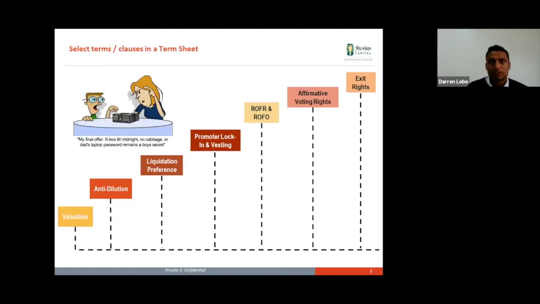What we'll do through the presentation is go through a few key clauses in the term sheet. There are a bunch of clauses, of course, that are outside of these, but these are key ones that most entrepreneurs should understand and really know what they're getting into. Right, so these start from valuation, anti-dilution, affirmative rights, etc. So we'll go clause by clause.